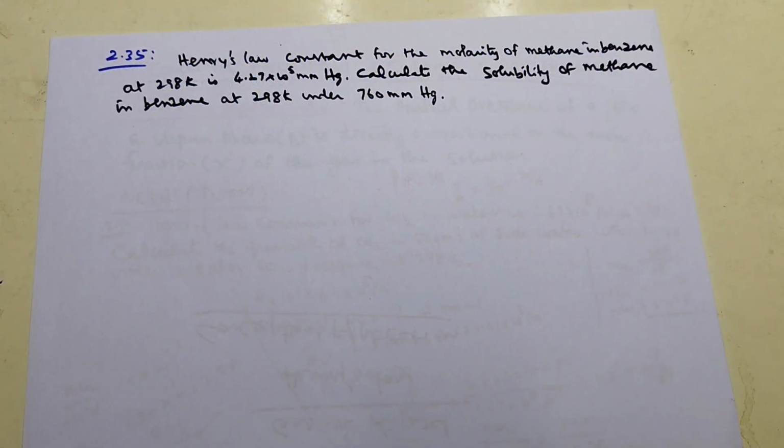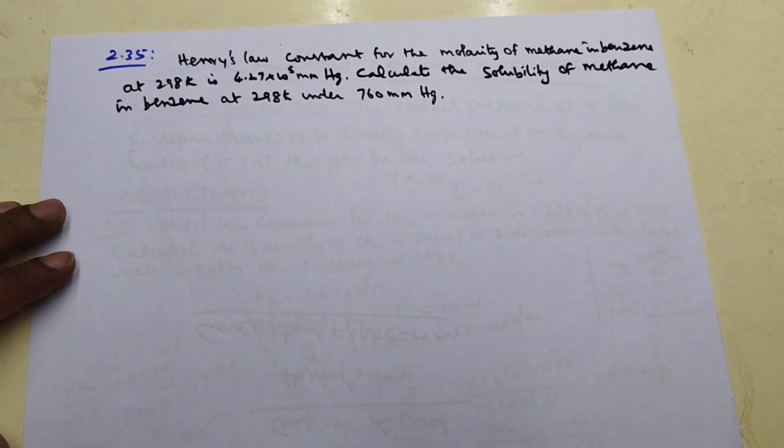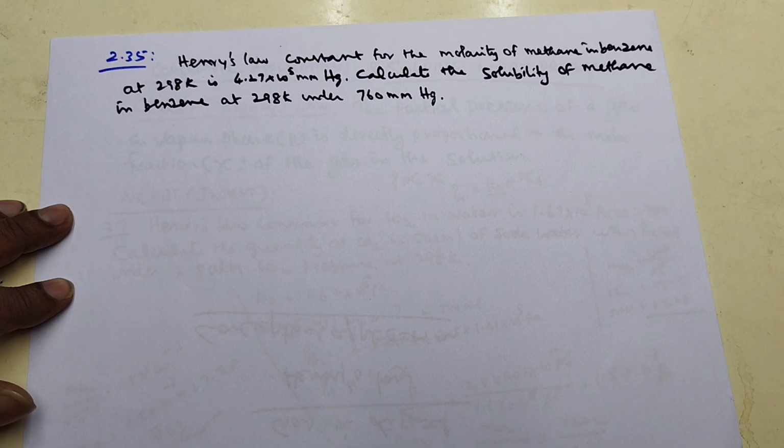Let us see another one, NCERT problem 2.35. Henry's law constant for the molarity of methane in benzene at 298 K is 4.27 × 10^5 mm of mercury. Calculate the solubility of methane in benzene at 298 Kelvin under 760 mm of mercury.